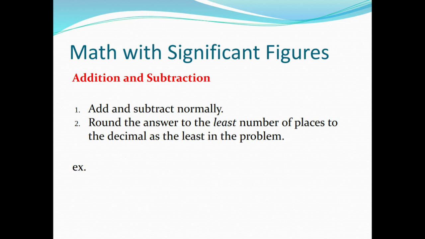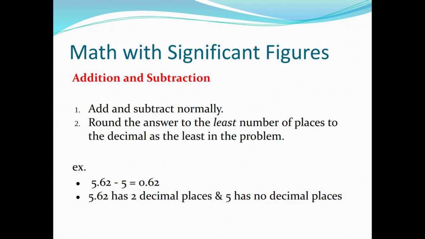For example, 5.62 minus 5. My answer comes out to 0.62. That's what I do when I add or subtract normally. So I subtracted those two numbers, I got 0.62. But that's not correct. If that's where you stop, your answer is incorrect and it will be counted wrong.